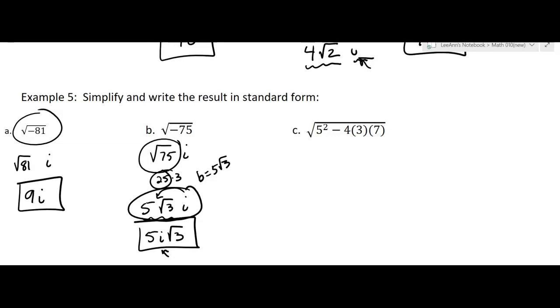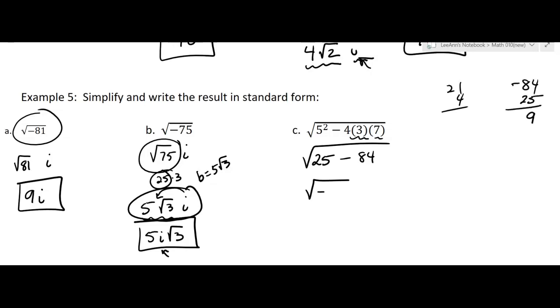Okay, let's do part C now. We have to follow the order of operations. So I want to do 5 squared, which is 25. And then I'm also going to do this multiplication. So what's 4 times 3 times 7? 4 times 21. 4 times 21, 84. Okay, now I have to do the subtraction. So what's 25 from 84? Okay, 59, negative 59.